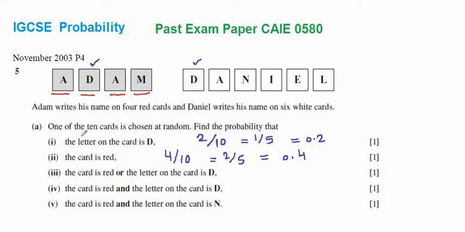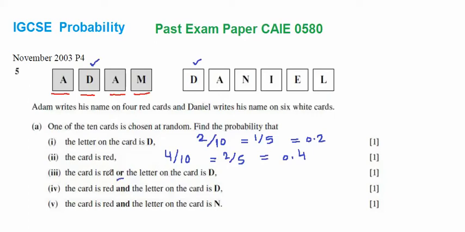Again the same experiment: one of the 10 cards is chosen at random. Remember, for finding the probability, the experiment consideration is very important. What is the experiment? The experiment is that one card out of the 10 cards is chosen at random. Find the probability that the card is red or the letter on the card is D.